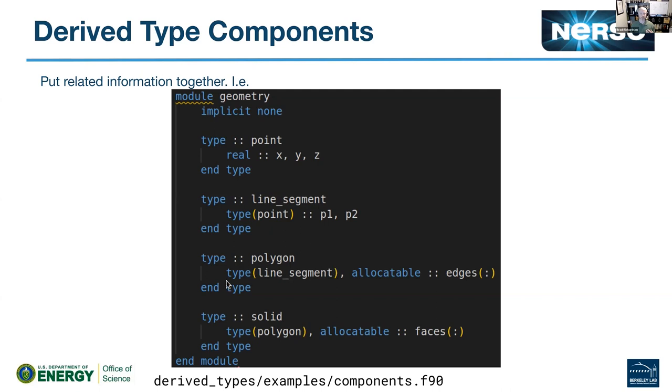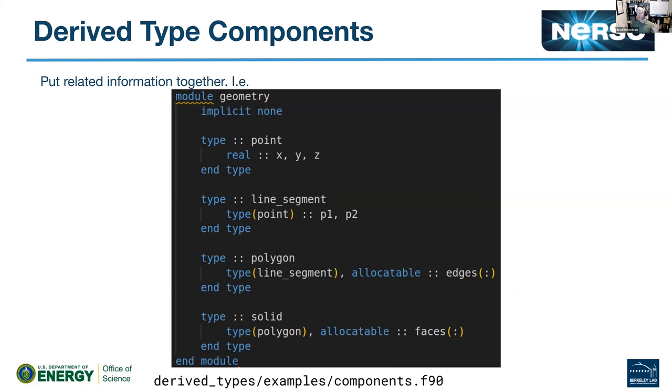So I can represent a polygon with any number of edges with this derived type, because I can put as many line segments as I want into this array, and then we have a polygon. And then we can go even one more step further, and a solid is just an array of the polygon faces, right? So you can start to build up these types that let you discuss in more succinct ways meaningful things that you want to talk about in your program.